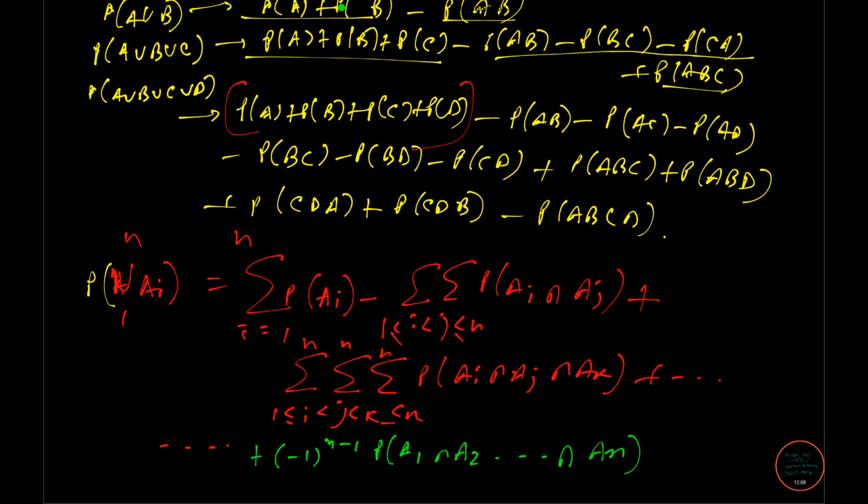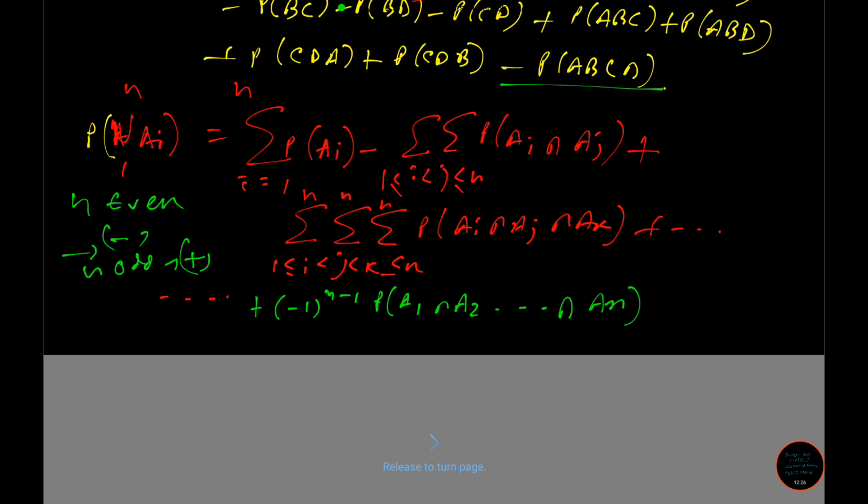Because the last term will obviously be a minus, it depends. In 2 cases it is a minus, in 3 it's a plus, in 4 it's a minus. So if n is even, then it is a minus. If n is odd, then it's a plus. So these are the deeper way of going for the addition theorem of probability.